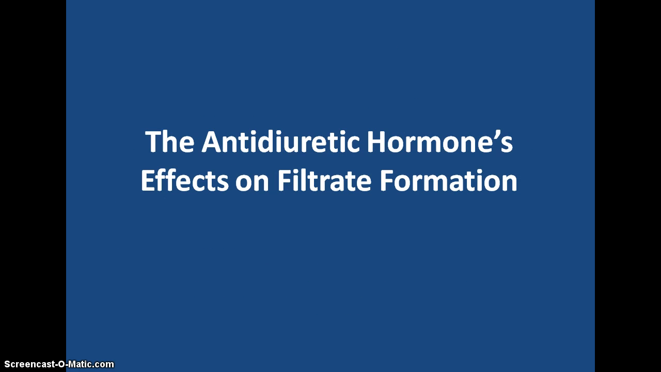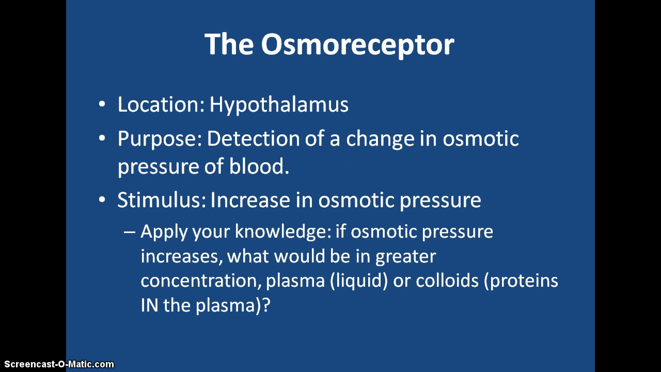The antidiuretic hormone's effects on filtrate formation. The osmoreceptor is located in the hypothalamus. Its purpose is to detect a change in osmotic pressure of blood. Its stimulus is an increase in osmotic pressure. Apply your knowledge. If osmotic pressure increases, what would be in greater concentration, plasma or colloids?